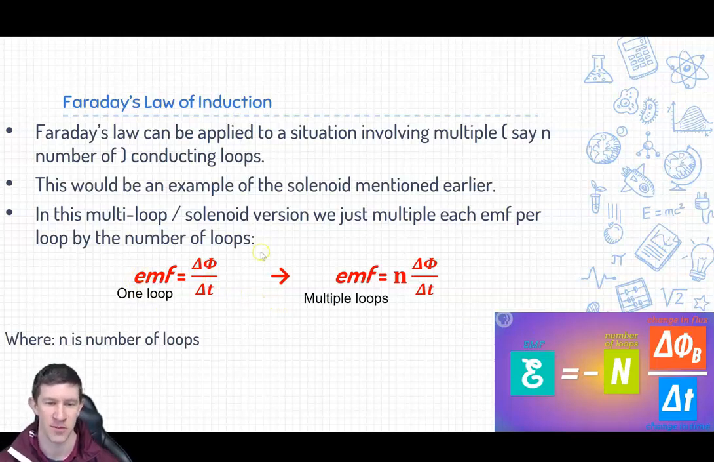So if we take this formula for EMF of one loop, we just multiply it by n number of loops, and we get the average or general EMF formula: n number of loops times delta phi divided by delta t. This should be denoted as a capital N. Sometimes I use lowercase for n, sometimes capital, but as long as you know that it's representing the number of loops.